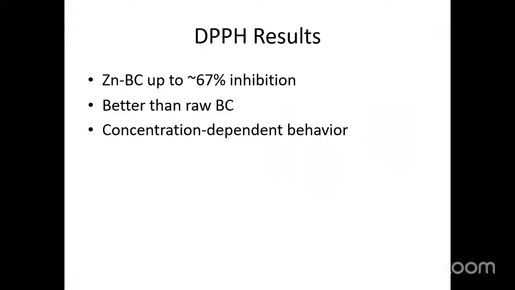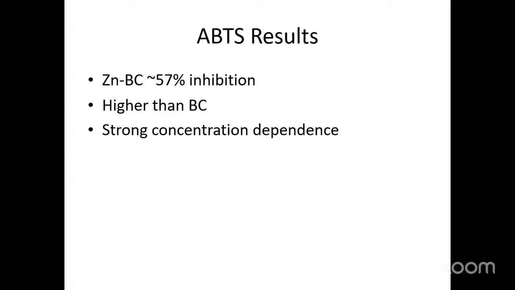So as I said, in the DPPH, the zinc was approximately 67% inhibition, which was better than the raw biochar, but it also shows a concentration dependence. In the ABTS also the same thing, the zinc exchange biochar showed an inhibition of 57%, higher than the raw biochar, indicating that the zinc really played a role in it. And it also shows a strong concentration dependence.